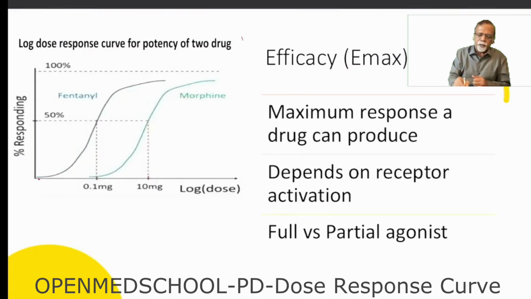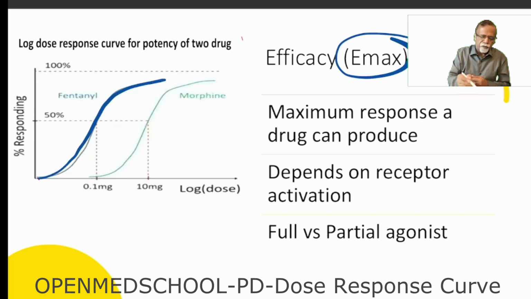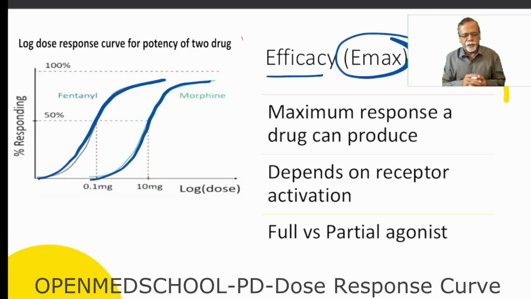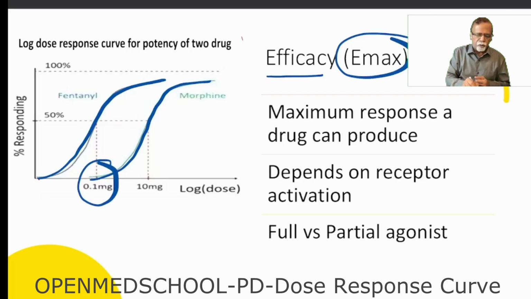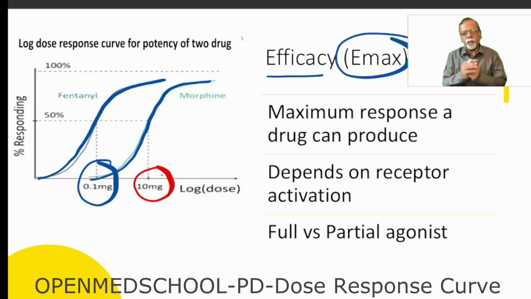So we'll repeat the terms. One is Emax. Emax indicates the efficacy. Here you can see this is fentanyl producing an effect, and this is morphine, with an almost similar effect. So you can say their efficacy is the same because the Emax achieved is the same. Now look at the ED50. For fentanyl, the dose required to produce 50% of the response is only 0.1 milligram. For morphine, it is 10 milligram. So 10 milligram of morphine is equal to 0.1 milligram of fentanyl.